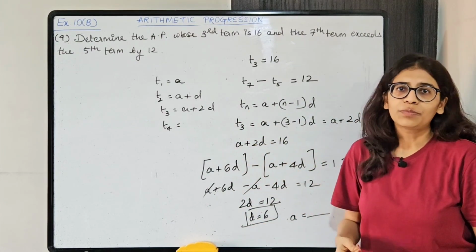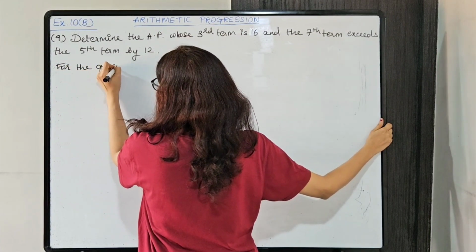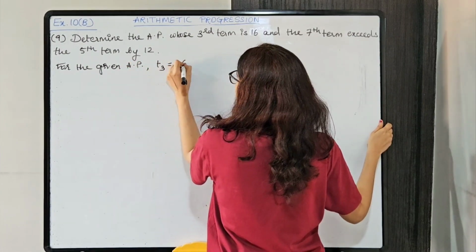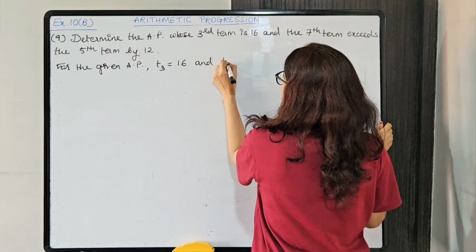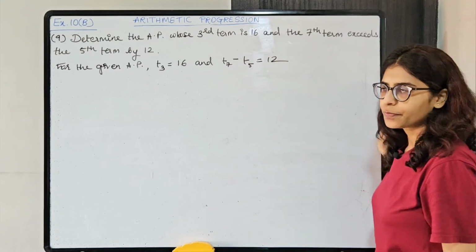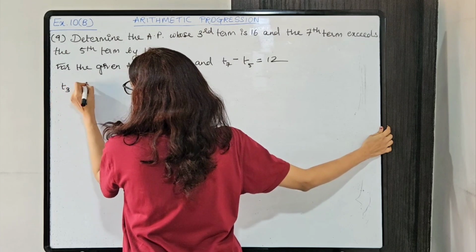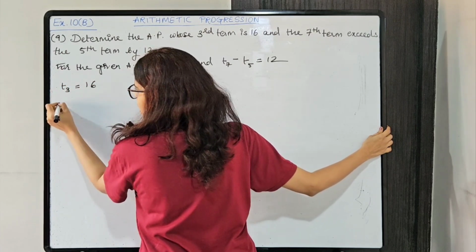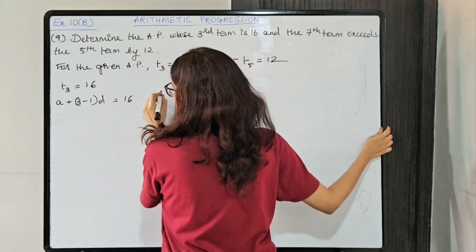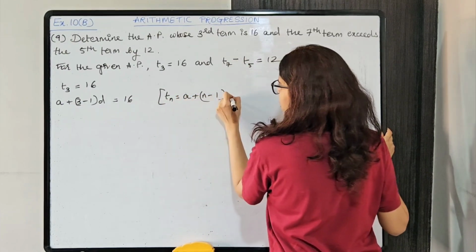So let us solve now with proper steps. Always start with the given information first. For the given AP, we know third term is equal to 16 and seventh term exceeds the fifth term by 12. So first we'll consider T3. T3 is equal to 16. T3 I can say is A plus 3 minus 1 D, using the formula Tn is equal to A plus n minus 1 D.